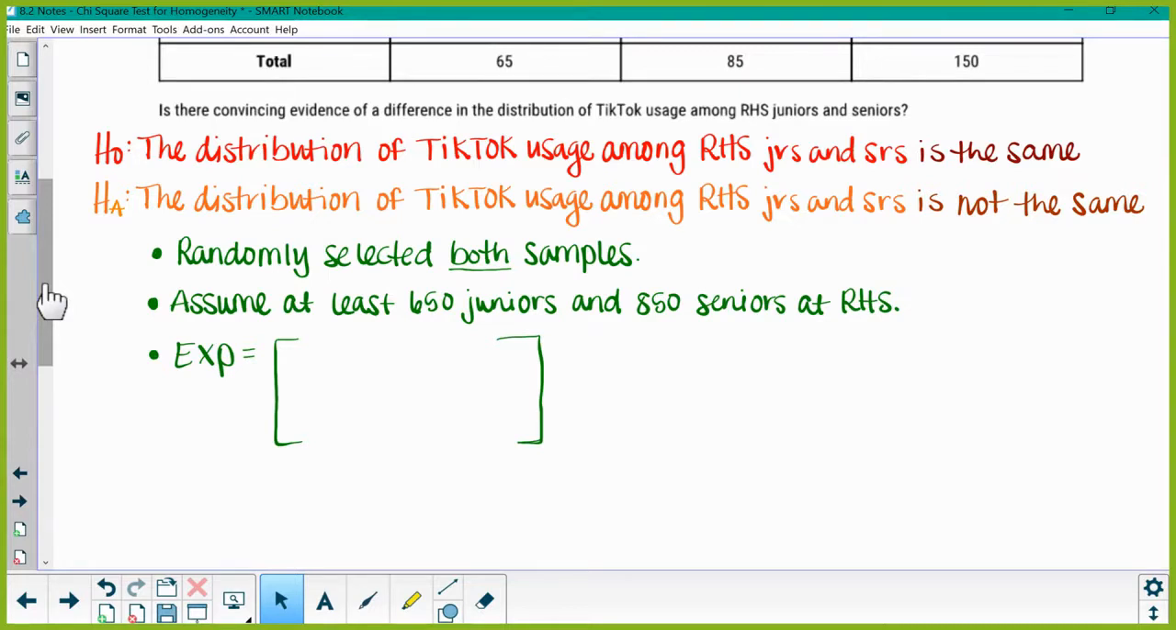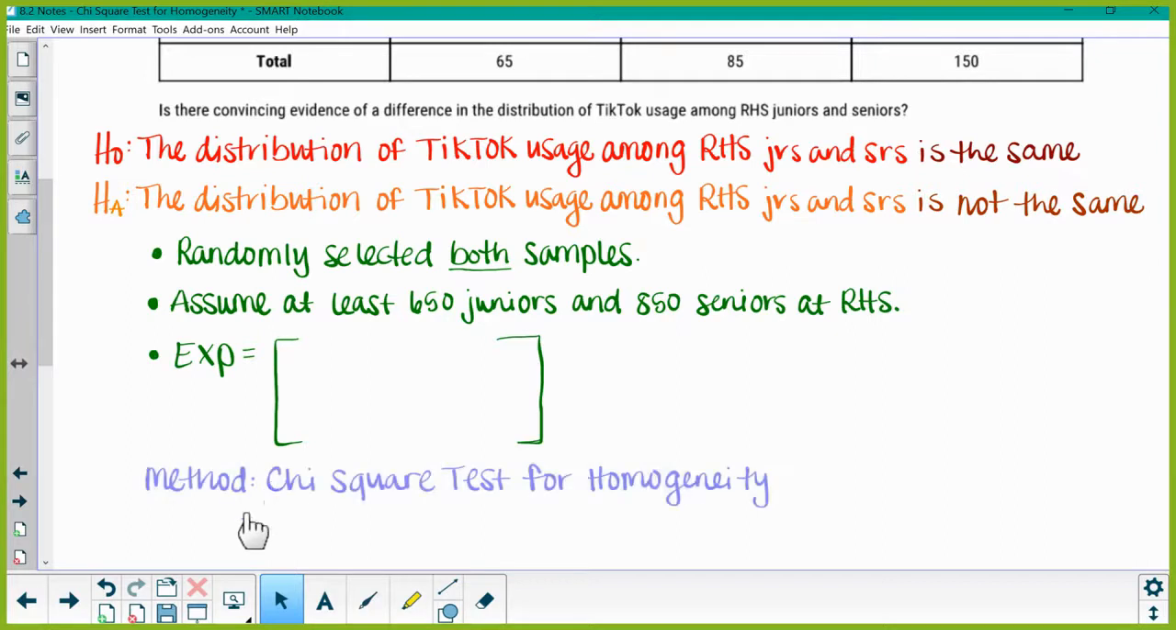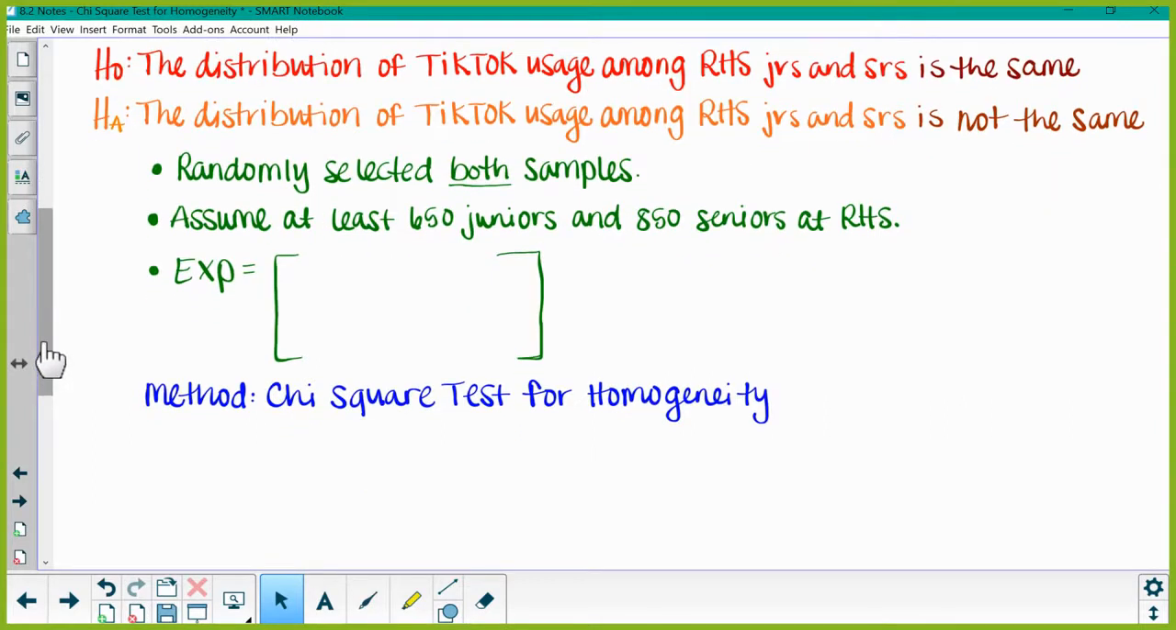So I'm just going to hold off and move on and name my method, chi-square test for homogeneity. I know the spelling can be iffy. Try your very best. Most of you are probably typing, so hopefully spell check is your friend. Homogeneity, and I'm going to actually run the test. So I'm going to open my calculator and walk you through the calculator steps for this.